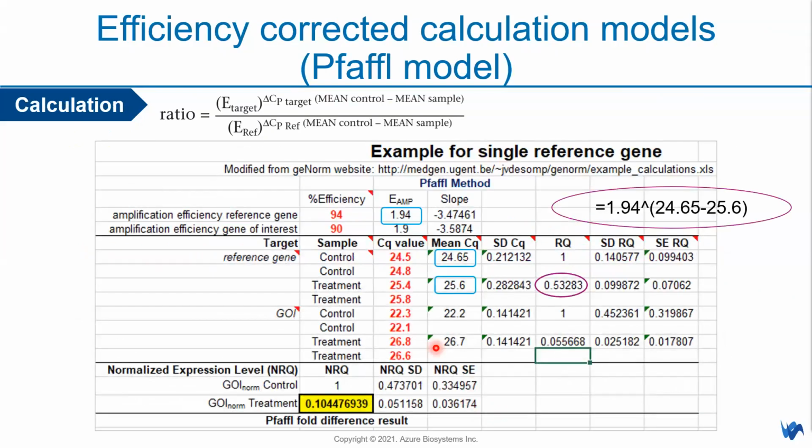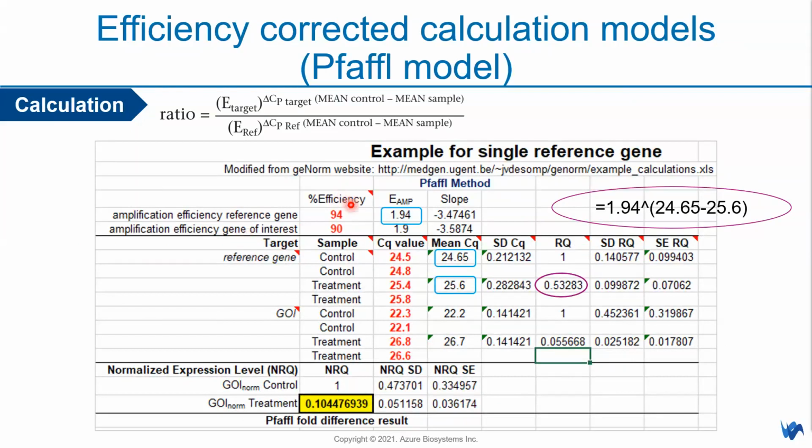So here's how the calculation works. Basically, you would need to generate a standard curve for each of these targets. You will generate the standard curve for your reference genes and also your gene of interest. From there, using a serially diluted template, you calculate the primer efficiency.